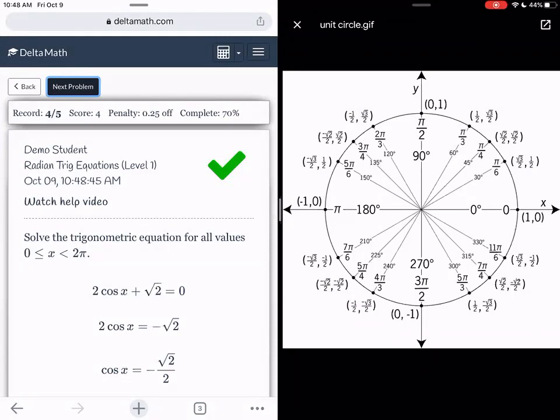Okay, so for this type of problem, all you have to do is just get the trig part by itself, and then that way you can do what you're used to doing by looking for it on the unit circle. Okay, so that concludes this section.